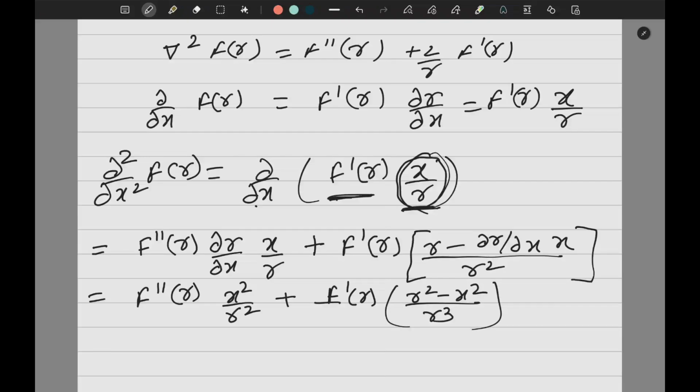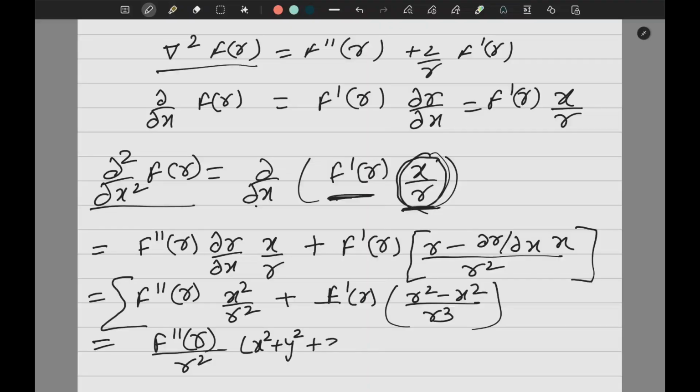So this value I got only for dou 2 upon dou x square f r. Right? Now I have to do the summation thing. Summation thing means the same thing I will do with summation when I am doing the whole question. So now see how it will come. F double dash r will be common in all the three terms. Upon r square will also be common. So x square plus y square plus z square. Okay. Plus f dash r upon r cube. And what will come here? R square minus x square plus r square minus y square plus r square minus z square.